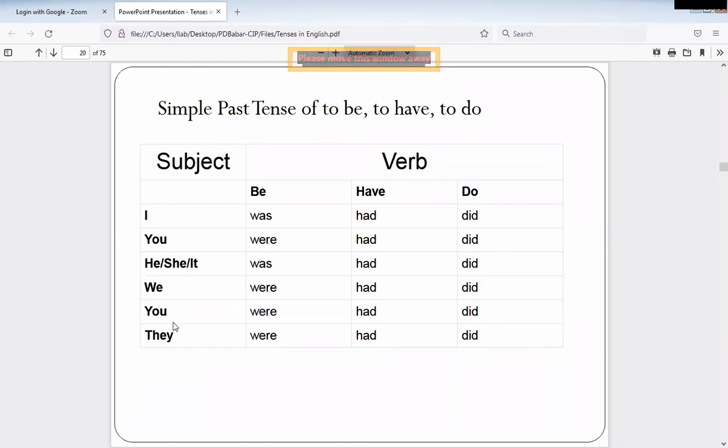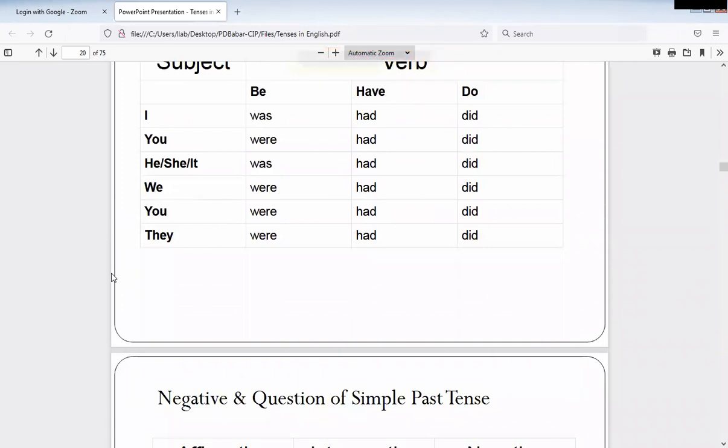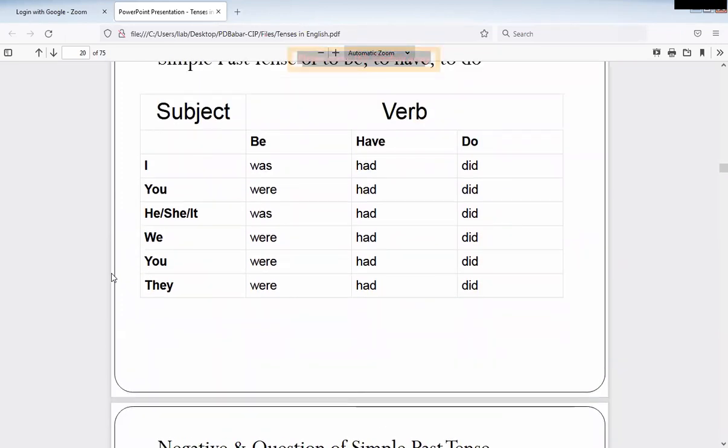Then you were, you had, you did. These are also the plural forms of be, have, and do. Then they were, they had, and they did.